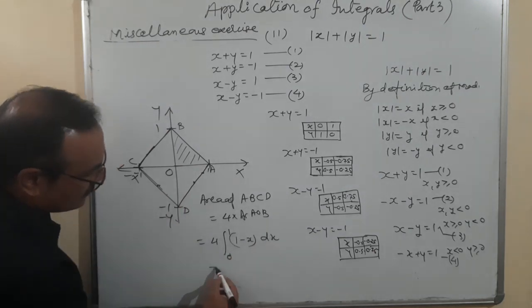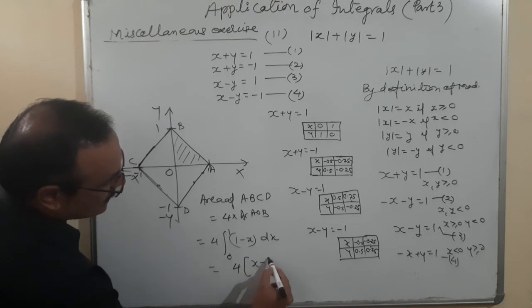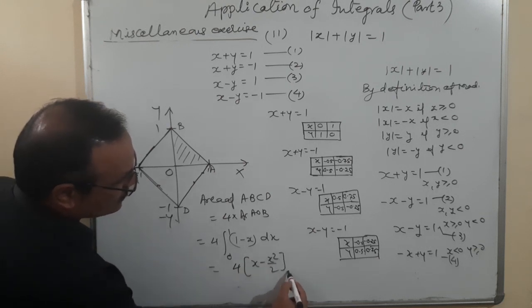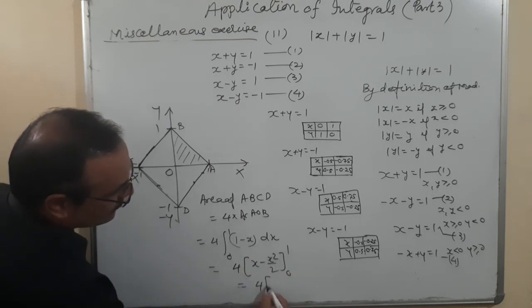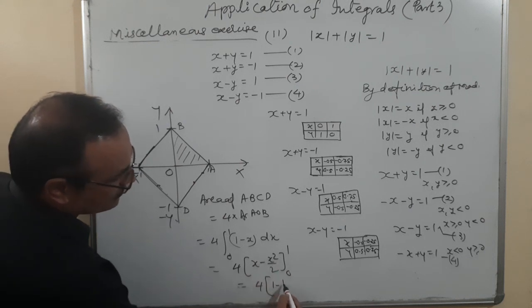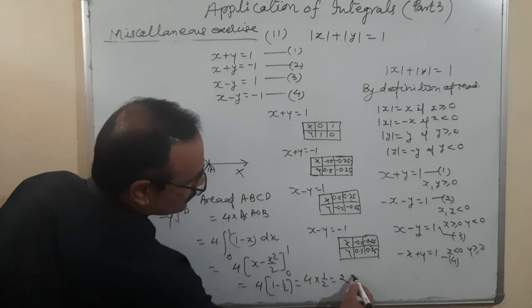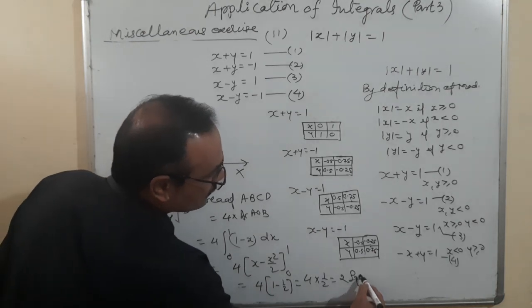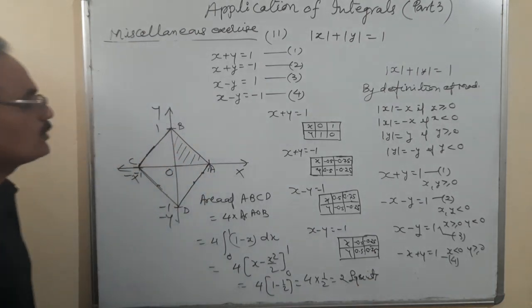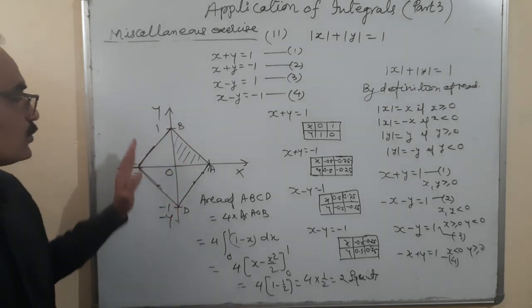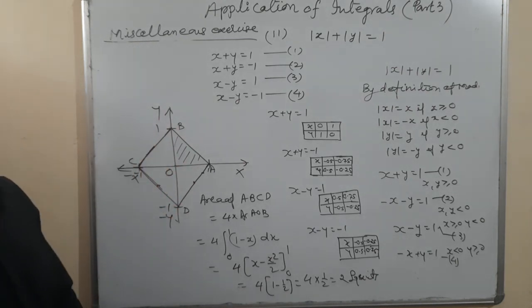dx. 4 times x minus x square upon 2, 0 to 1. So it is 4 times 1 minus 1 by 2, minus 0. 4 into 1 by 2, it is 2 square unit. Okay, 2 square units. So total area of this square is equal to 2 square unit.